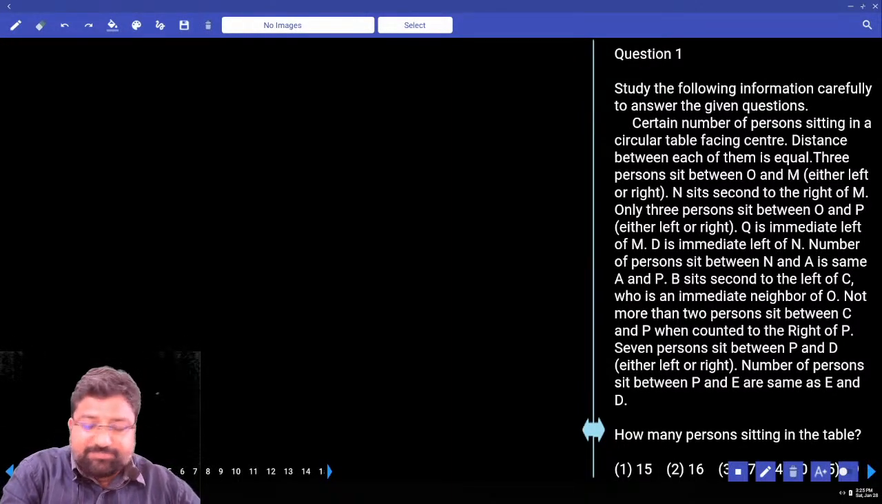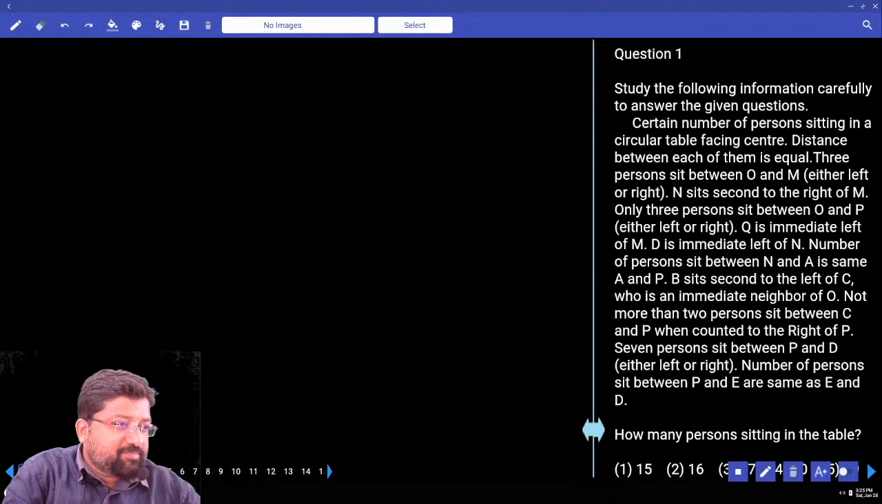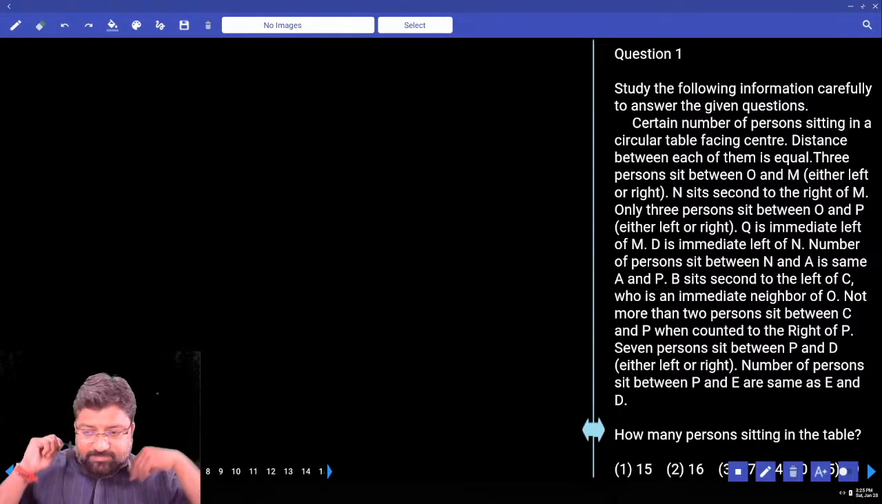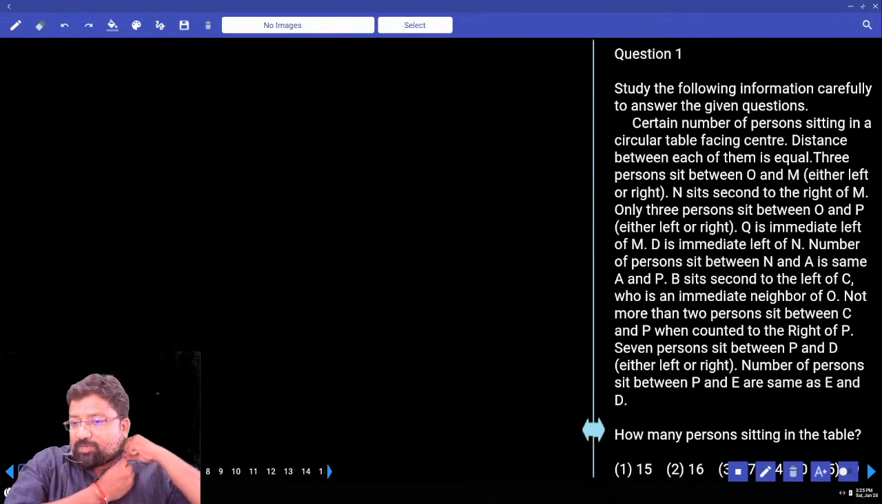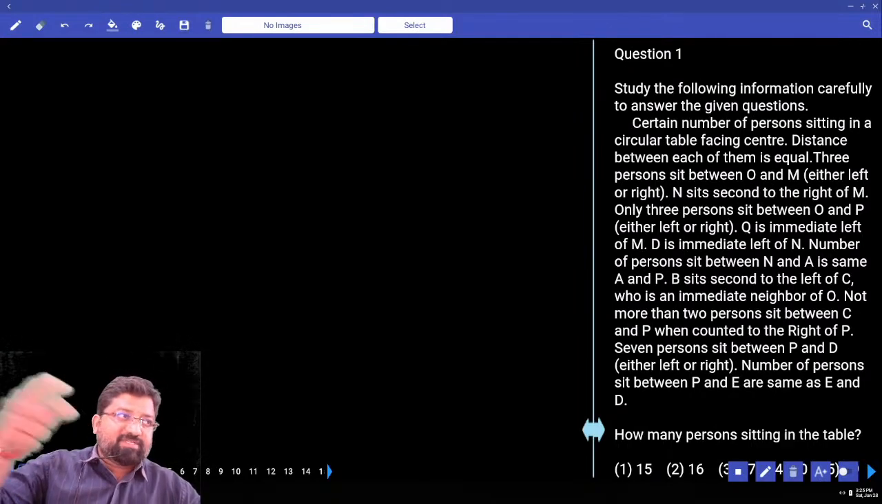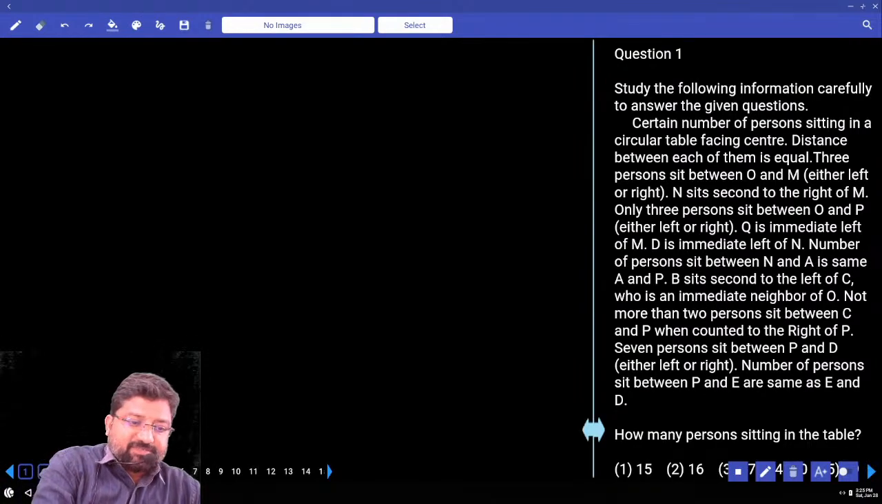This is LIC AO model test number 32. Let's try to solve the first question from the reasoning part. How many persons according to the question? It's not sure. We are told that a certain number of persons are sitting at a circular table facing the center, and the distance between each of them is equal.